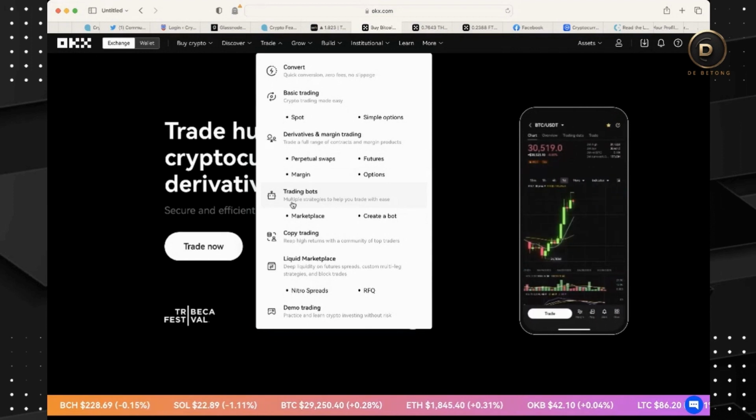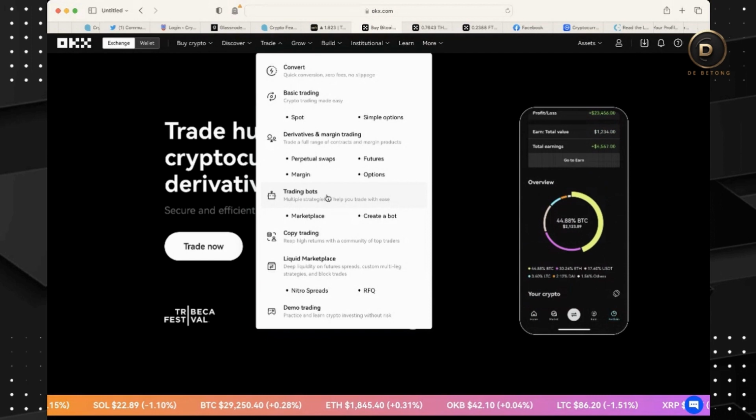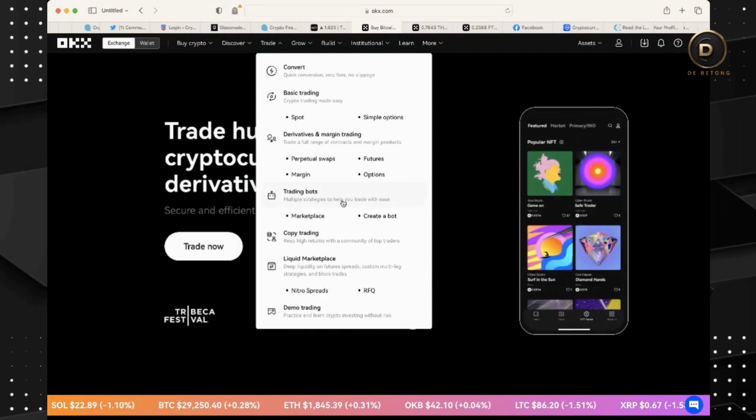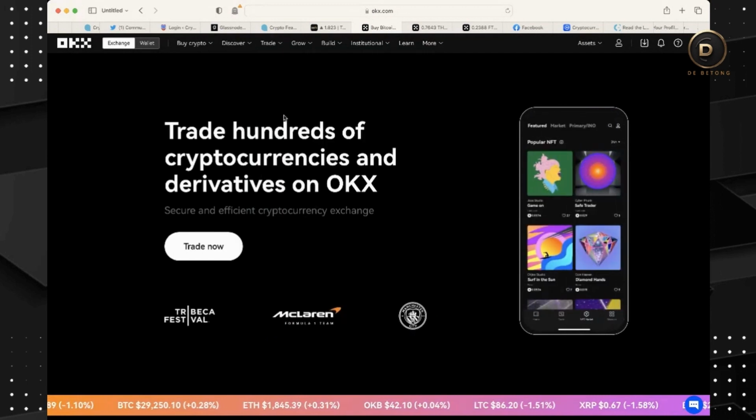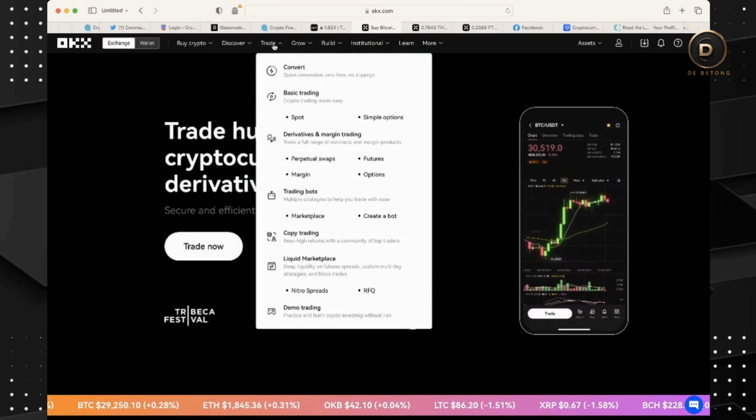And trading bot is just AI. If say you don't have time, you can set up a trading bot, and the trading bot trades for you. So this is all about trades.